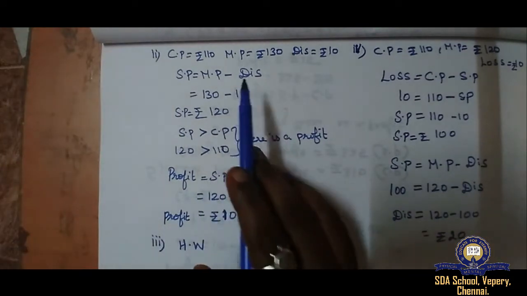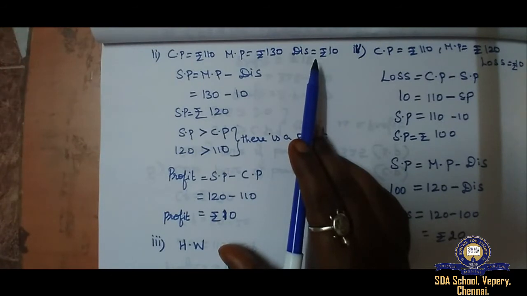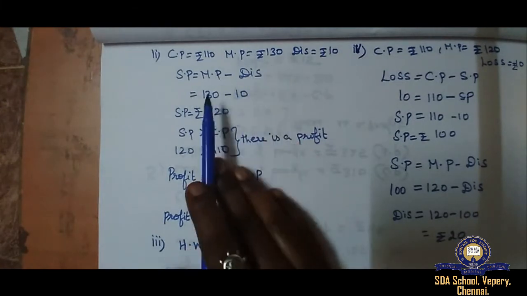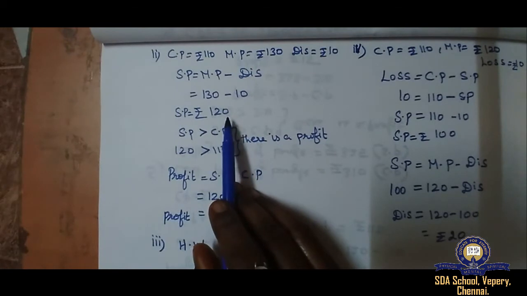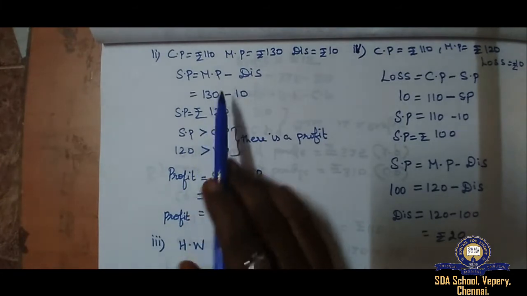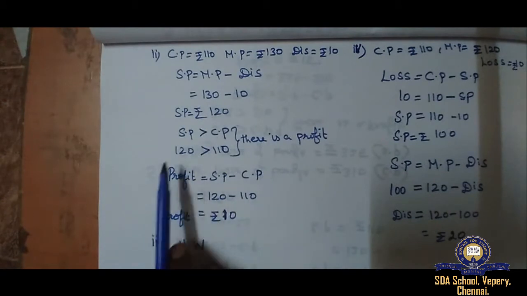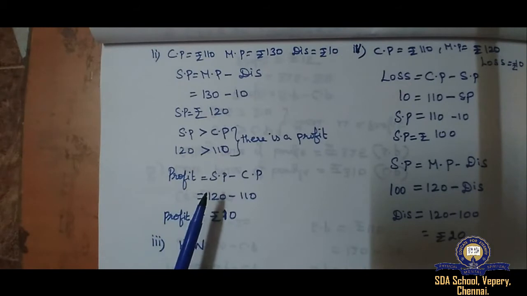Second question. CP is 110, MP is 130, discount is 10. So same way you have to use for selling price equal to marked price minus discount. Marked price is 130 minus discount is 10. So 130 minus 10 is 120. So selling price is 120. So see whether selling price or CP is greater. Selling price is 120, CP is 110. 120 is greater. So there is a profit. Selling price is greater. Profit is equal to selling price minus CP. 120 minus 110, 10 is the profit.